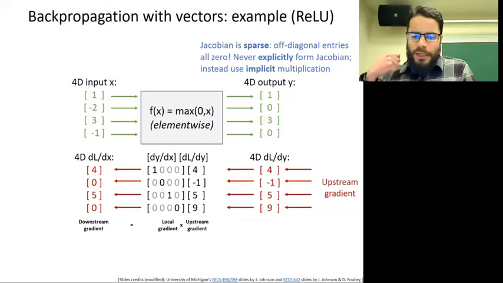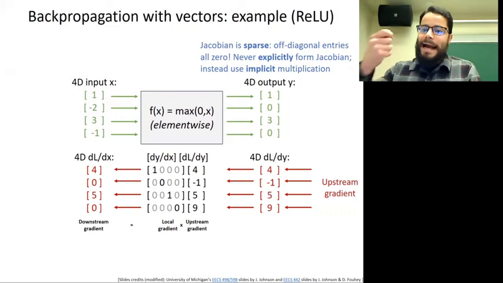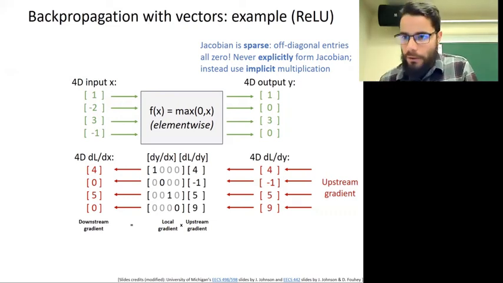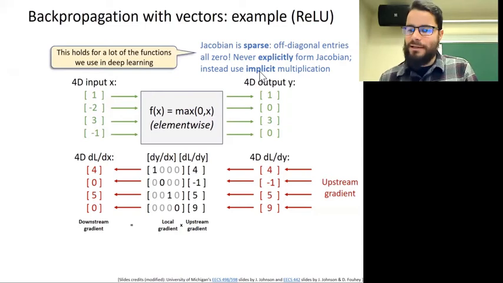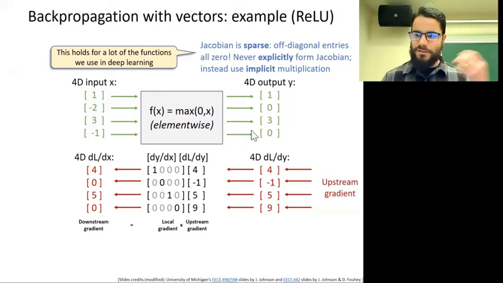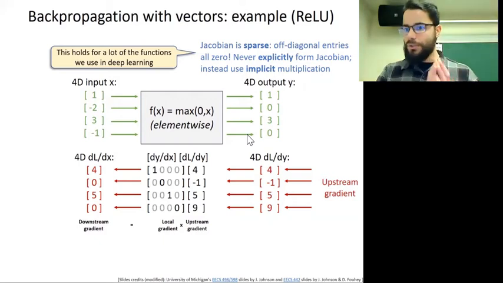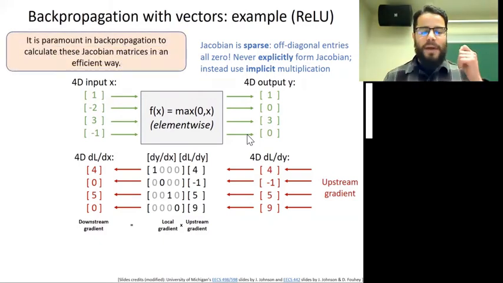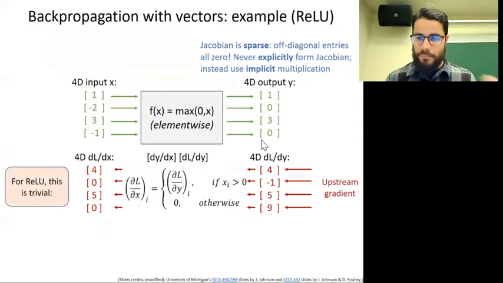So instead of doing that, what we need to do is to look at the behavior of each of these nodes and see what are the outputs of the Jacobian without actually having to calculate it, okay? So we are going to implicitly find a multiplication that is going to give us the results of the Jacobian. This strategy, right, of not calculating the Jacobian, but rather looking at another way to get its value, holds for a lot of the functions that we use in deep learning. In the next example, I'll show you this analysis for the multiplication gate, okay? It is paramount in backpropagation to calculate these Jacobian matrices in an efficient way, because as I said, otherwise it is just not going to be practical. They can get very big, very fast.